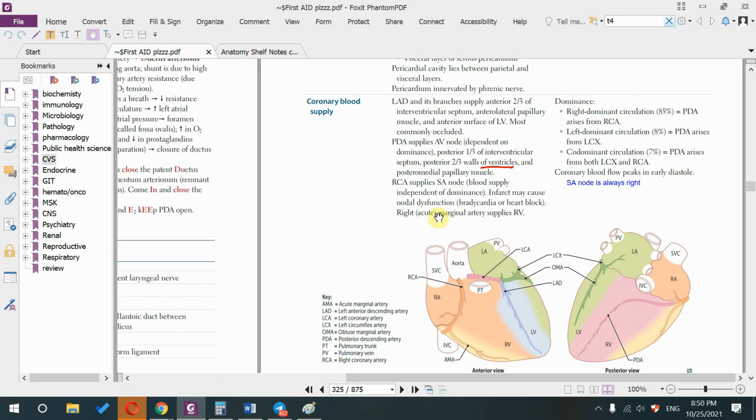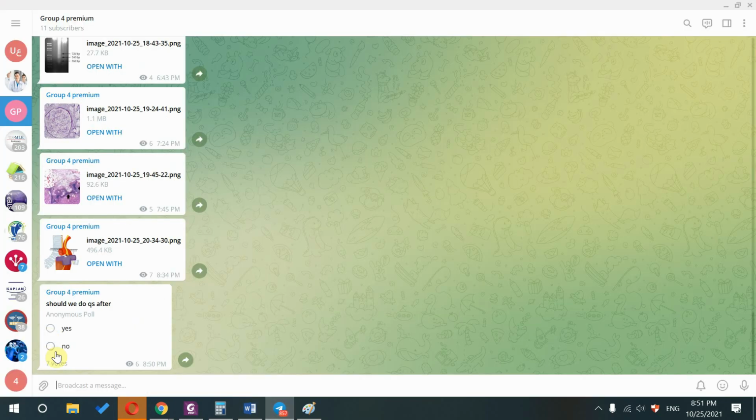Okay, so coronary blood supply. So the left anterior descending artery and its branches. They call it the maker of the widows. Why? Because it kills so many people. What is that? The left anterior descending artery. Well, where does it come from? Oh, okay, let's see. Excellent, good.